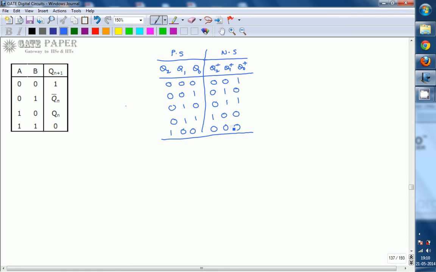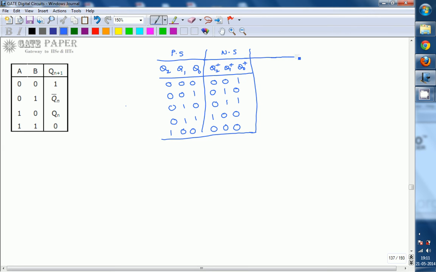So 000 is the first state, 001 is the second state, 010 the third state, 011 the fourth state, 100 the fifth state. So this is the modified counter, which starts from 000 and ends at 100. Whenever it tries to go to the next state from 100, it will go to the initial state 000. So this is what we can call the state table.